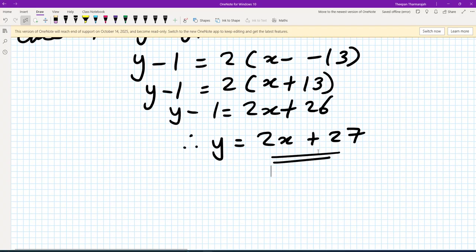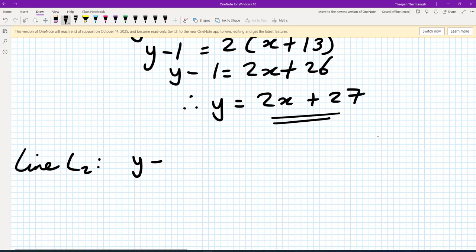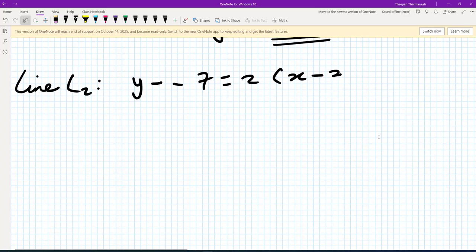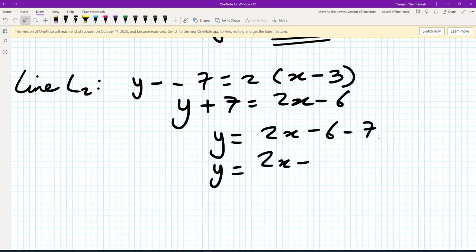Now for L2, we do the same thing. So y minus our other y value, so y plus 7 is 2 times x minus 3. So y plus 7 is 2x minus 6. y equals 2x minus 6 minus 7. So y equals 2x minus 13 as our second equation.